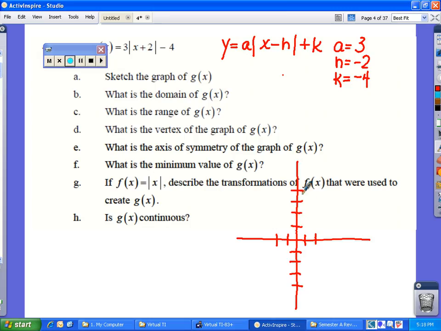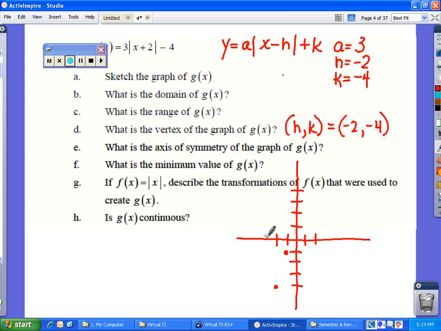It's just a sketch. To start, we know that our vertex is h, k, or negative 2, negative 4. We put the first point for our vertex at negative 2, negative 4, and we know that our slope given by the a value is 3. So we go up 3, 1, 2, 3, and over to the right 1.